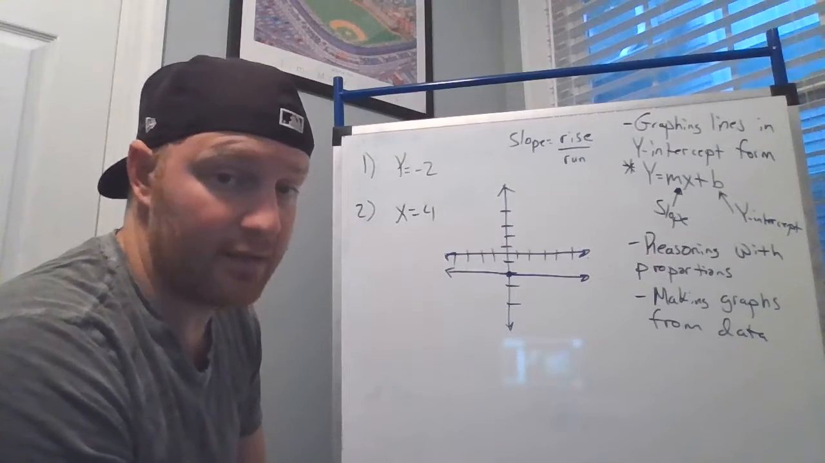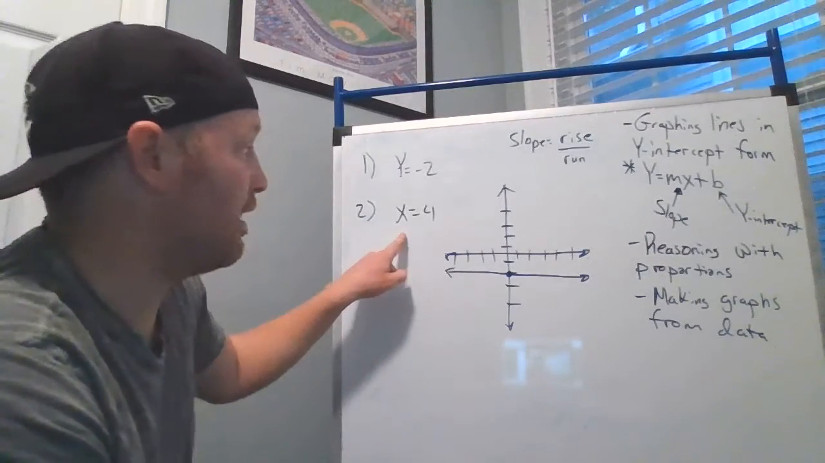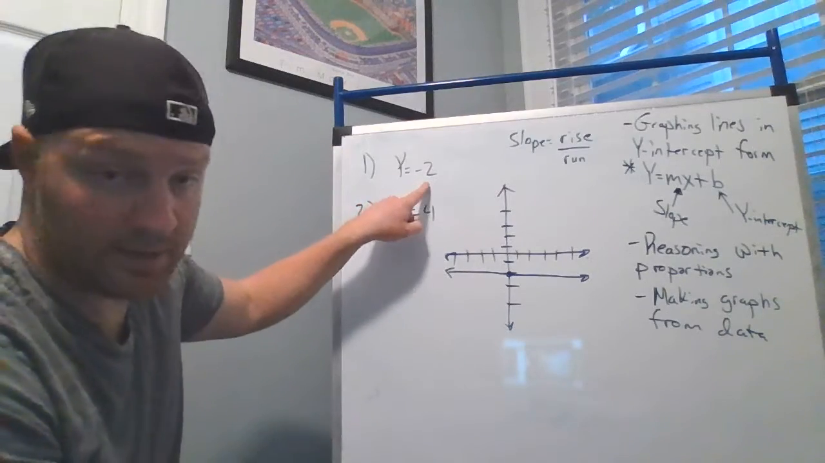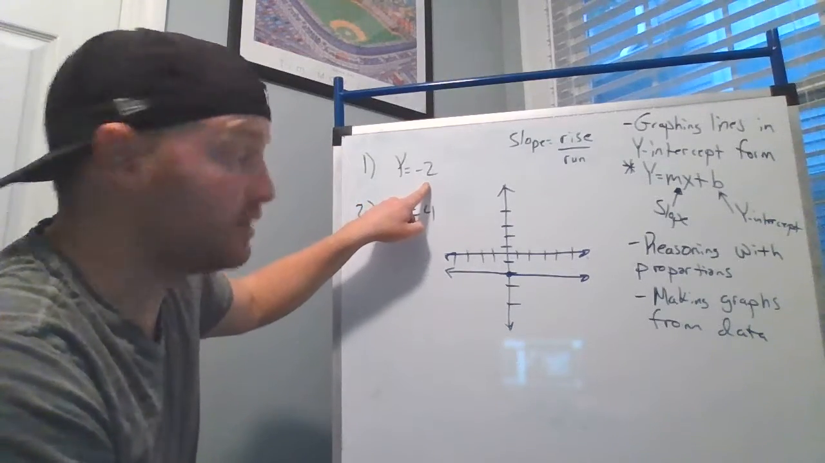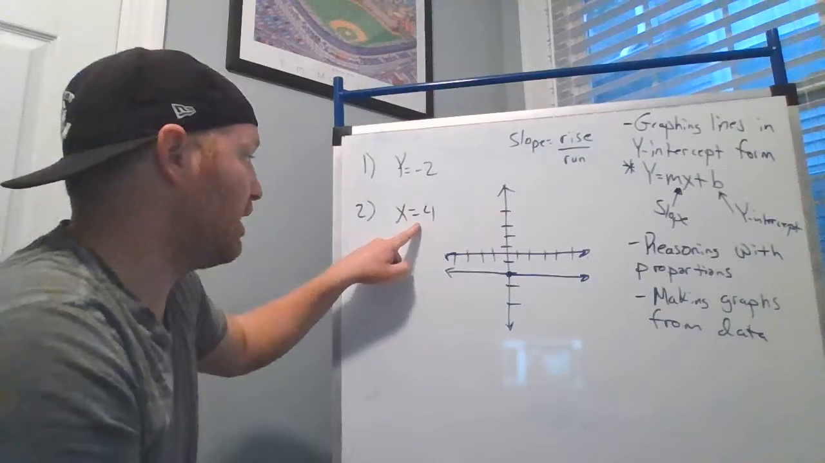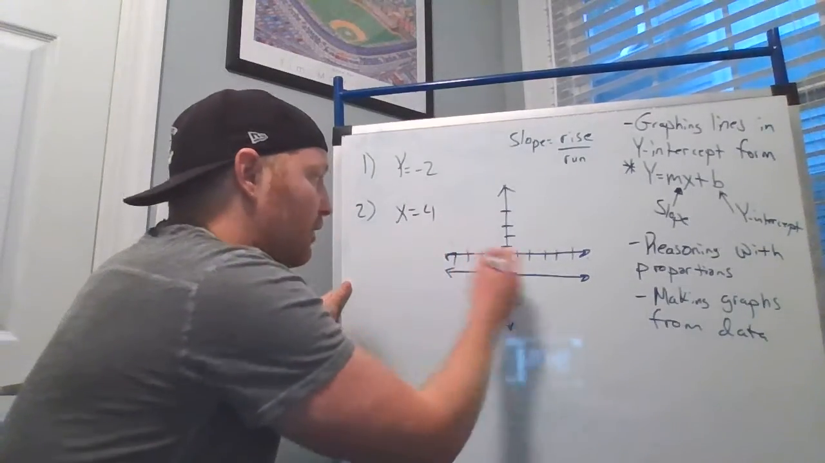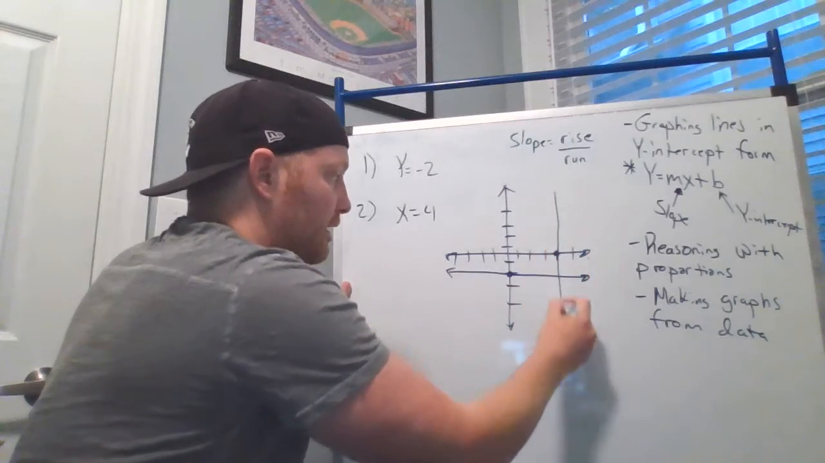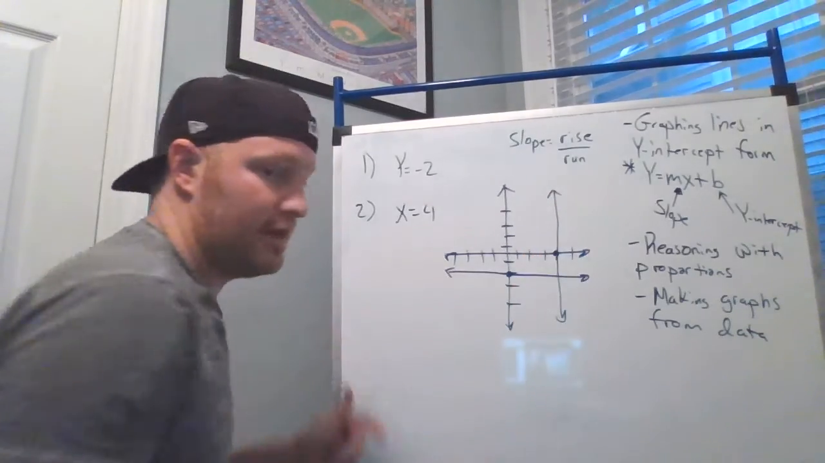Now, x equals 4. There's no y in this situation, so because there's no y, this will not cross the y-axis. Just like there's no x in the other one, that means it will not cross the x-axis. So go to x equals 4, 1, 2, 3, 4. Draw your vertical line, and you are all done. And that is that.